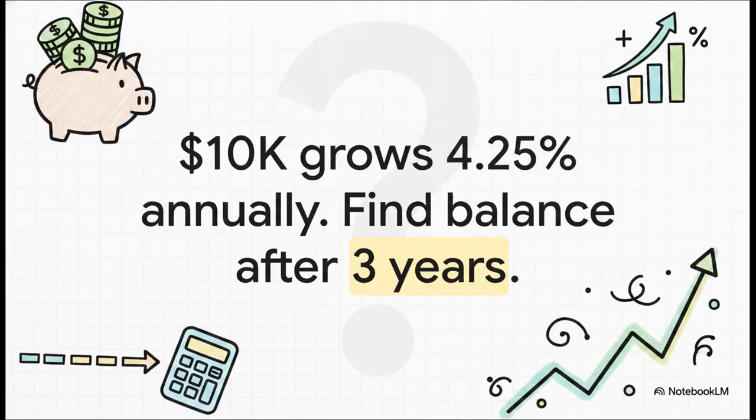Now for your transfer task to test your independence. If a savings account balance starts at $10,000 and grows at an annualized percentage rate of 4.25%, what is the exact algebraic formula? And what will that balance be after exactly 3 years? Grab a calculator and try to build the model yourself using everything we just went over.